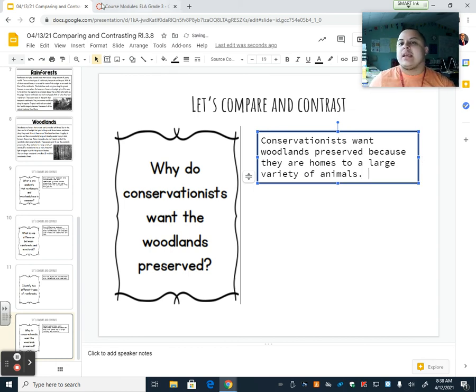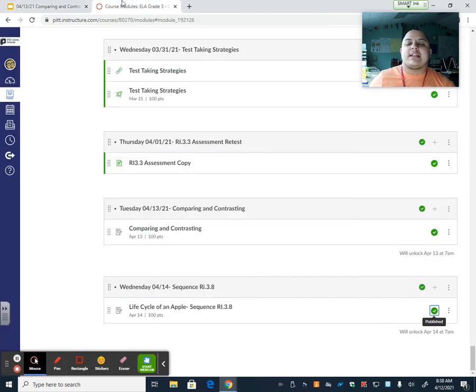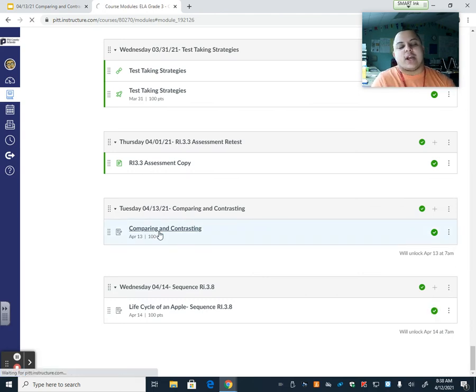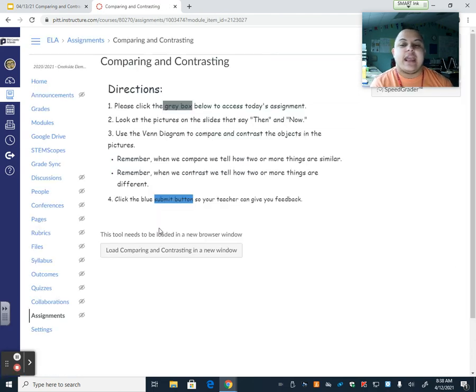All right. Now, for your assignment today, you are going to be comparing and contrasting some things from now and from before. So the directions say to please click the gray box below to access today's assignment. Look at the pictures on the slide that say then and now. Use the Venn diagram to compare and contrast the objects in the pictures. Remember, when we compare, we tell how two or more things are similar. And remember, when we contrast, we tell how two or more things are different. Finally, you're going to click the blue submit button so your teacher can give you some feedback in Canvas.